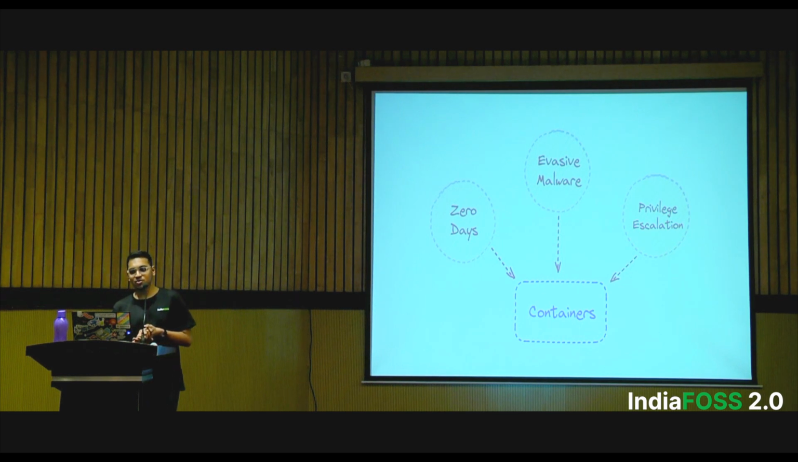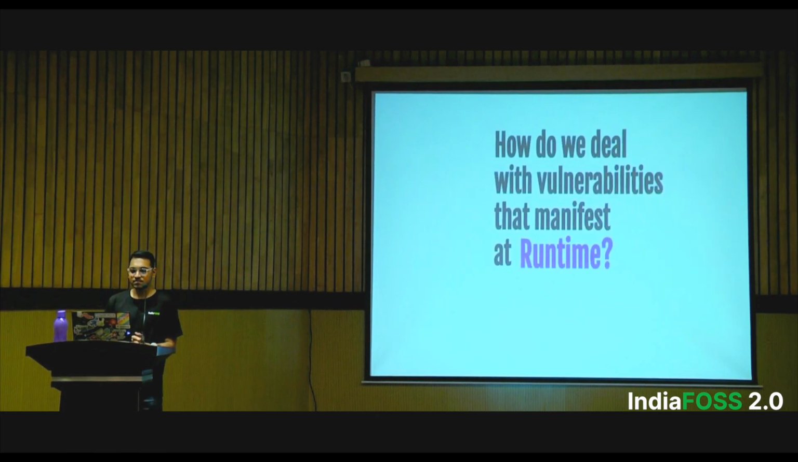So I mentioned Log4j and PwnKit. They essentially are 0 days. We usually have some sort of static analyzers for our containers which help us analyze what known vulnerabilities our containers are affected by. But vulnerabilities like 0 days, evasive malware, or privilege escalation attempts in our containers, they happen at runtime and they cannot be detected by static analyzers.